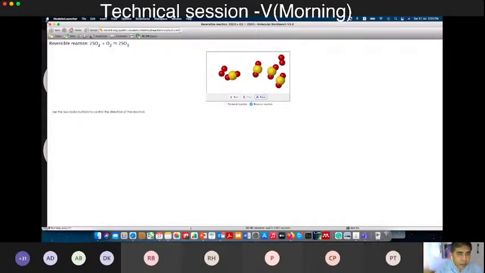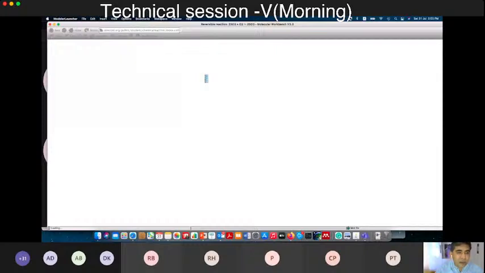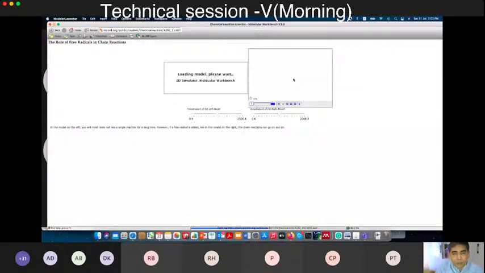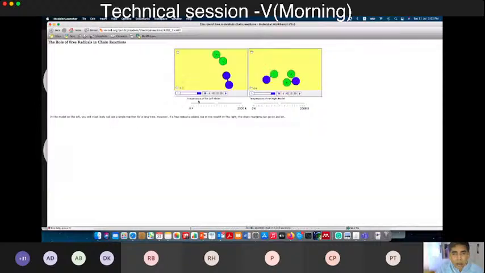the role of free radicals in chain reactions. This is one of the reactions for making polymers, like polystyrene. If you want to make these polymers, there are two models: if we increase the temperature or decrease it, how it happens. Here, with free radicals, you will most likely not see a single reaction for a long time. However, when a free radical is added, as in this model, the reactions go on. So without the presence of free radicals, there will be no polymerization.